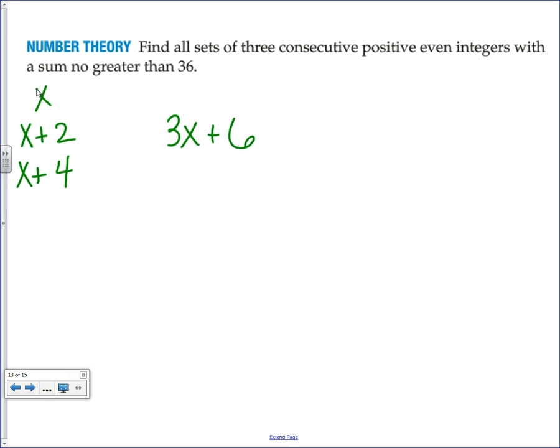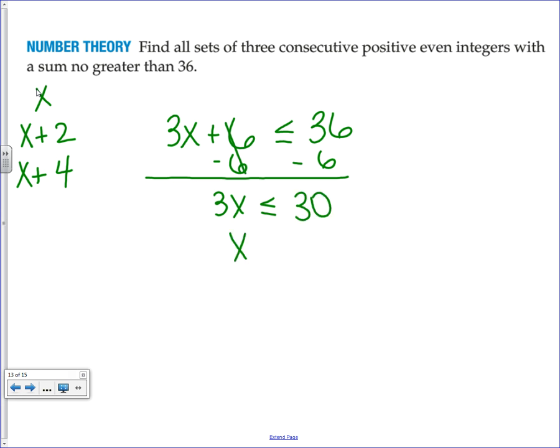Is no greater than. What does no greater than mean? Does that mean greater than or equal to, or less than or equal to? No greater than. That means less than or equal to what? 36. Between you and your partner, let's get that isolated. Math wasn't too hard there, was it?